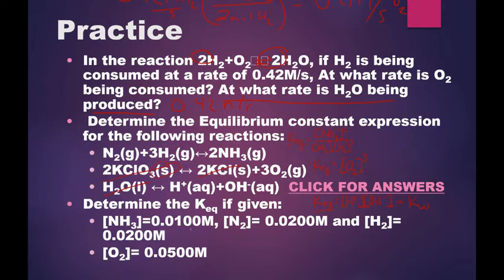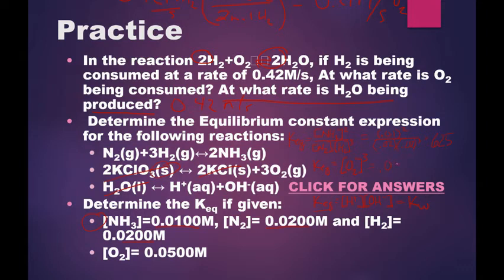Okay, so let's look at this next question. It says determine the K_eq if given these values. So what I'm going to do is take these values and plug them into my equations above. So I have NH3 is 0.01, 0.01 squared divided by 0.02 times 0.02 cubed. I'm going to calculate that out, and it's going to give me a value of 625.